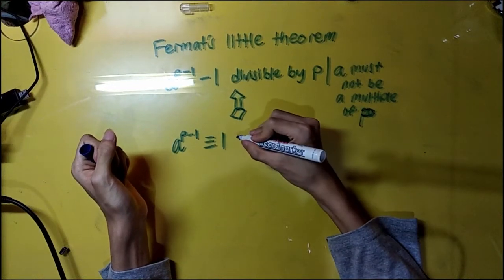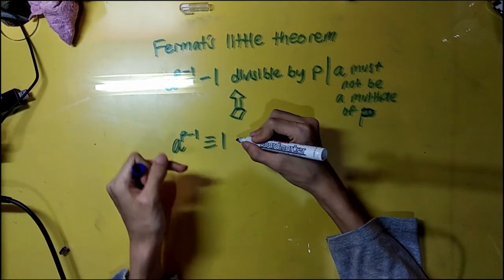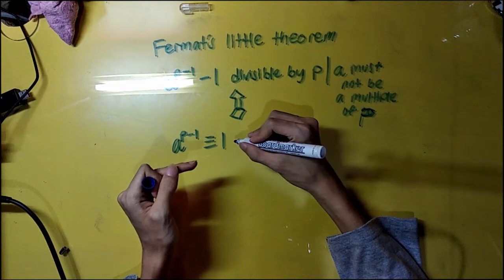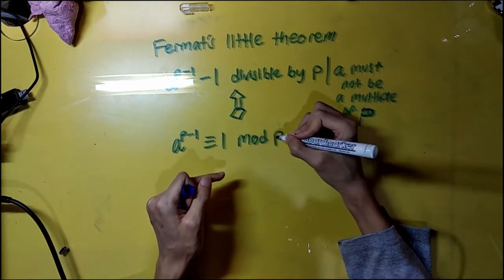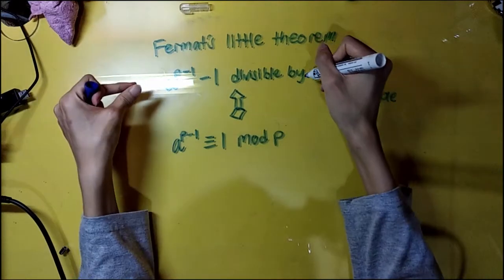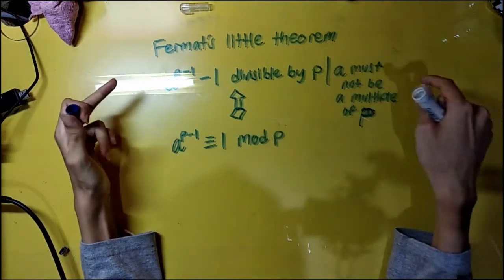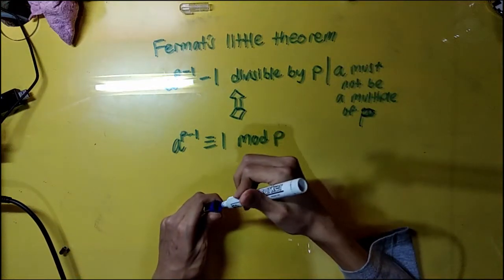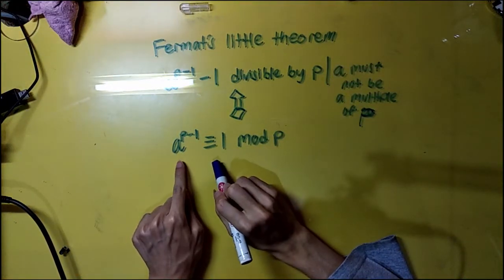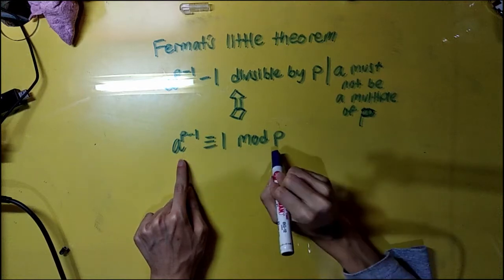a to the power of p minus 1 is congruent to 1 modulo p. This thing is basically exactly the same as this thing, but as you can see, it is much shorter, much more compressed. Basically, what does this thing say? It is a statement, basically.